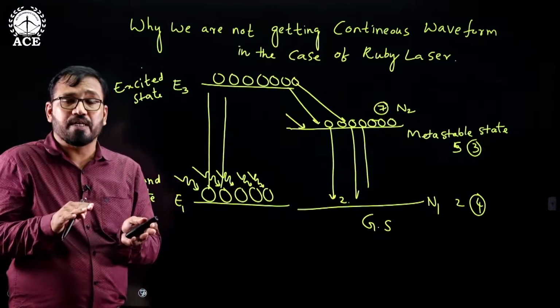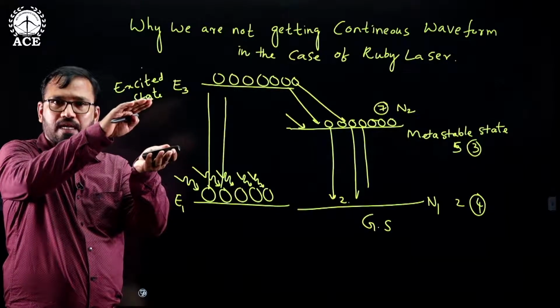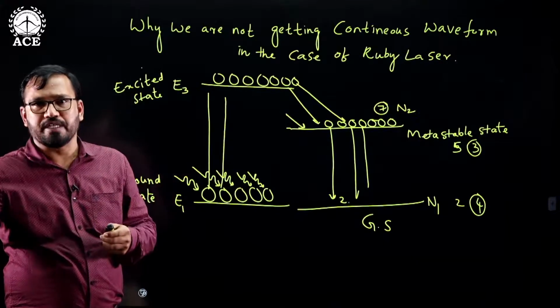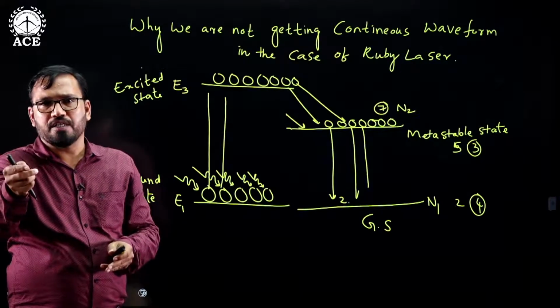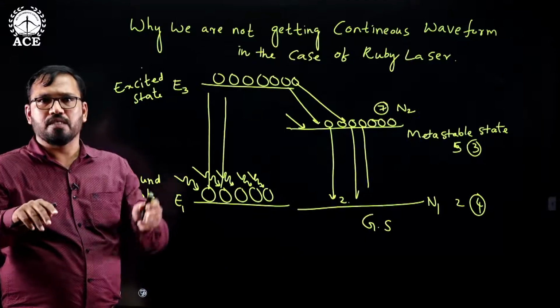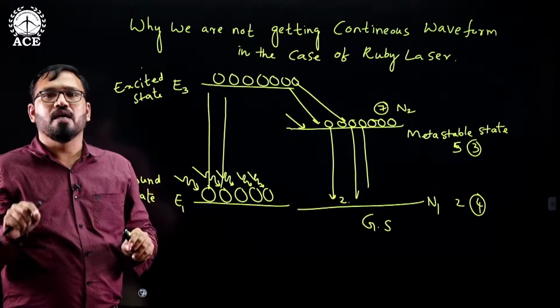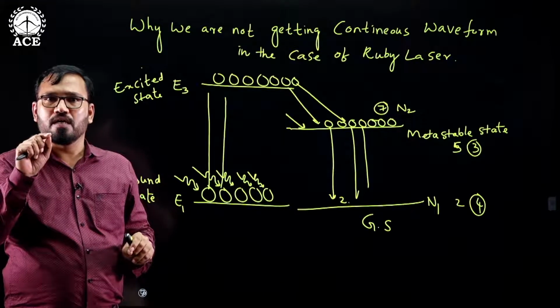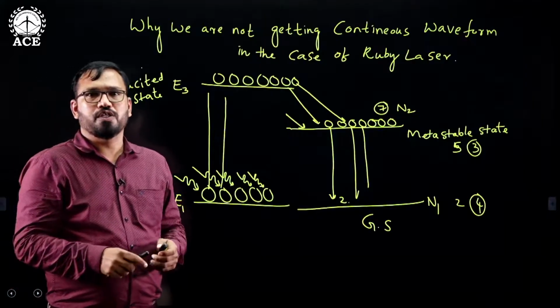So when does laser emission take place? Whenever you are pumping and causing more atoms in the excited level, laser emission takes place. Whenever the atoms come down, you lose the population inversion and laser emission stops. That means laser emission is not continuously taking place. That is the reason the ruby laser is not continuous form; it is a pulsed form. Okay. So I hope you understood.